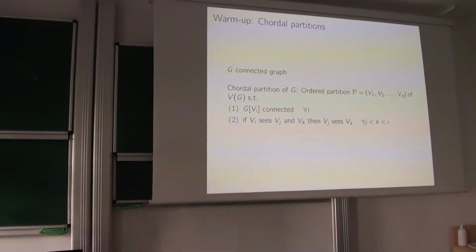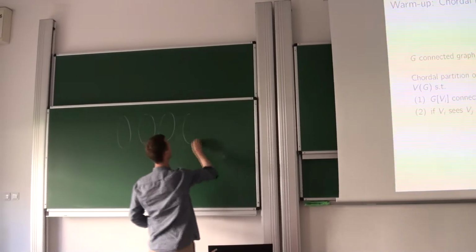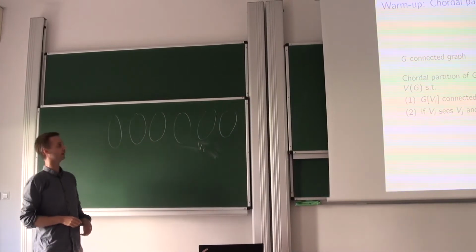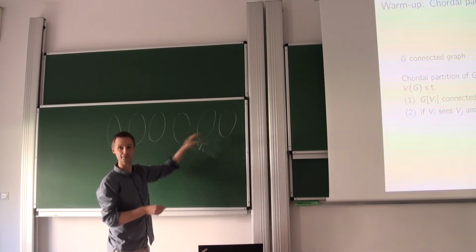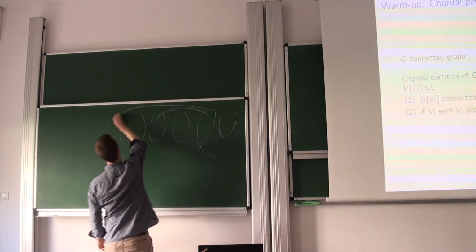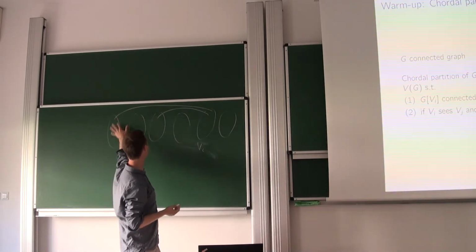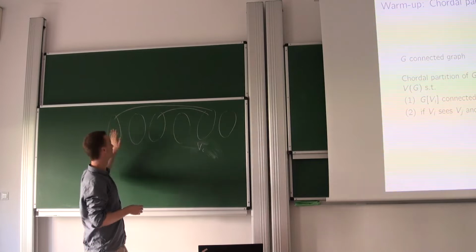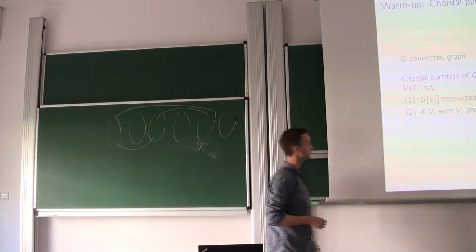Okay. The second property is when you look at your parts and you look at some VI, and now you look at the VJs that are before VI and that are adjacent to VI, in the sense that there is an edge in between. Say VI sees this set and this set. By seeing, I mean that VI is connected to a vertex in these two sets by an edge, right? So if VI sees these two sets, then these two sets should be adjacent. There should be an edge in between. Okay, so that's the second condition.